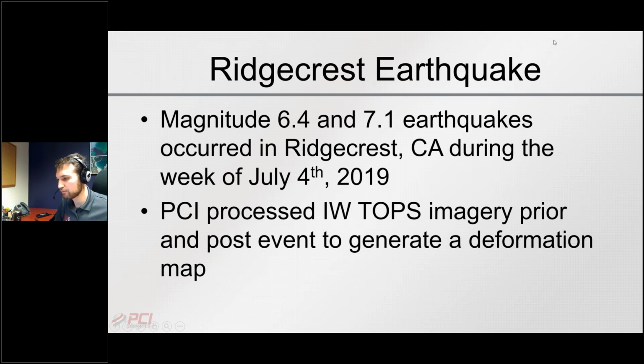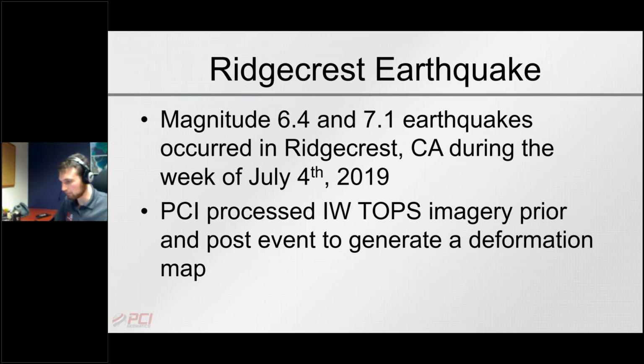So just to give a brief overview for the Ridgecrest Earthquake, for those who are unaware, in July, the week of July 4th, 2019, there was a magnitude 6.4 and 7.1 earthquake that occurred in Ridgecrest, California. And to process the deformation map, we're going to work with 3 Sentinel-1 TOPS IW images, 2 of which are prior to the event and 1 of which is post-event.